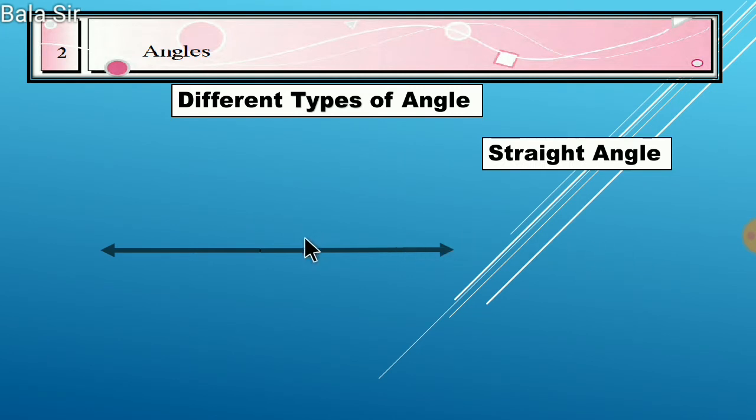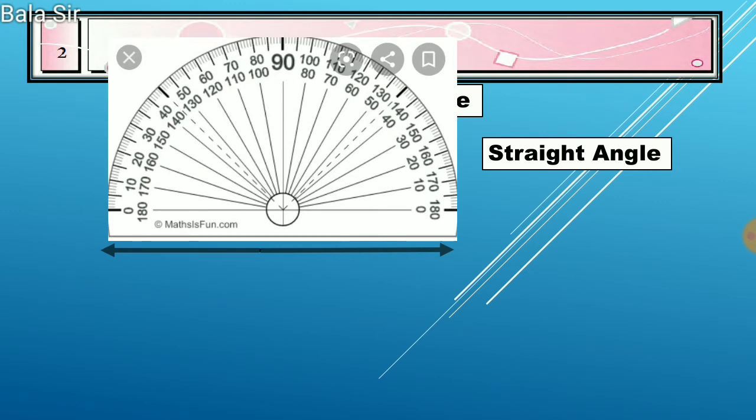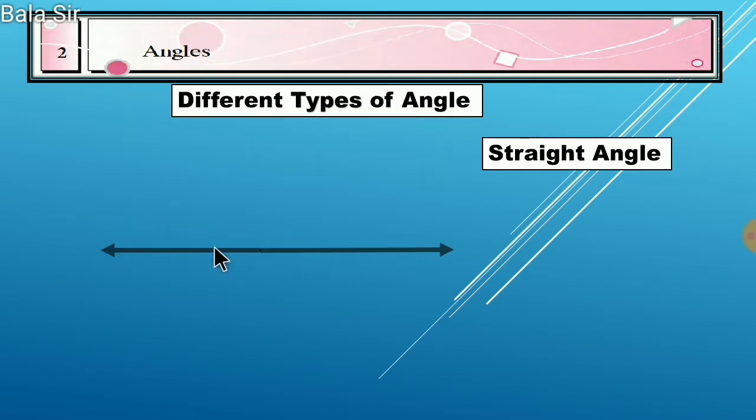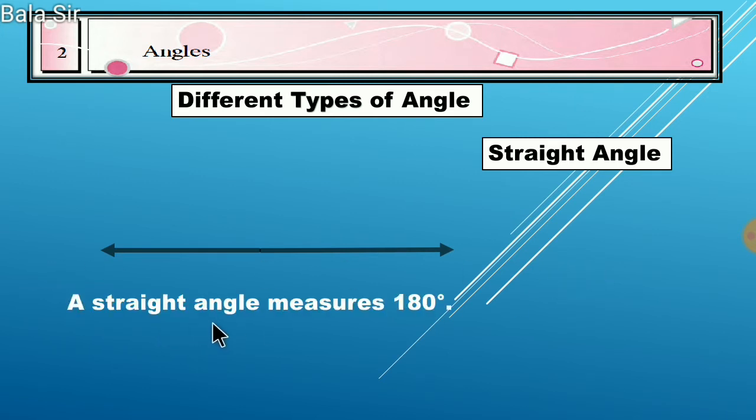Straight angle. As you have seen with the obtuse angle, the angle comes down. This is 180 degrees. This is 0 degrees. So when the angle is lying down at 180 degrees, we call this a straight angle. A straight angle measures 180 degrees.